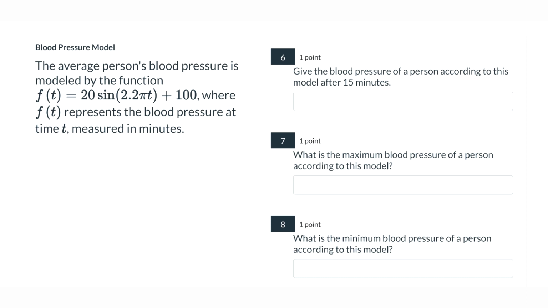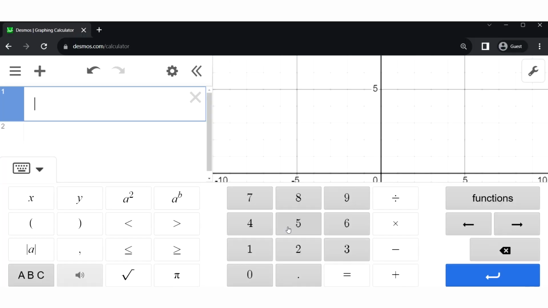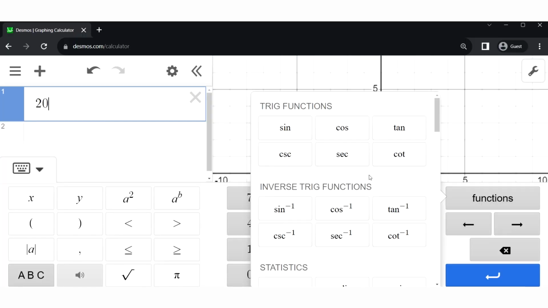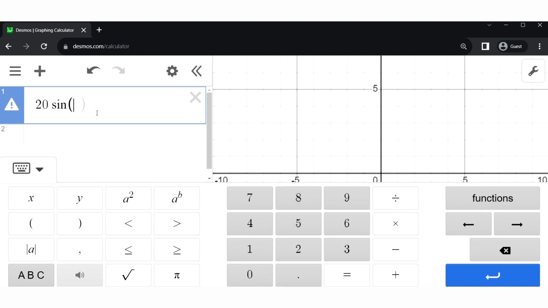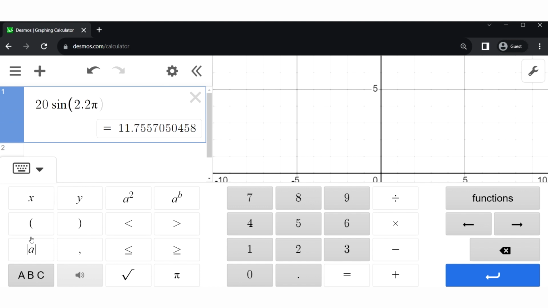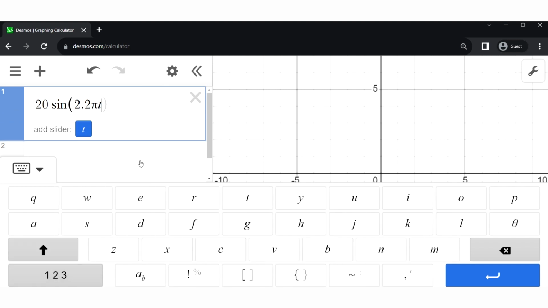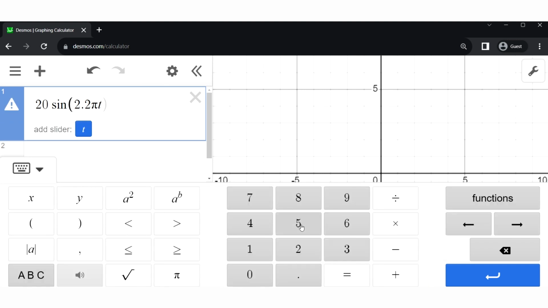Well, I'm going to hop on over to Desmos, and I'm going to type in this expression as is. Okay, 20 sine, and the parentheses is already there for me, 2.2 pi, they say it's t, and then plus 100. So I just want to illustrate something. When you type in a function that has a variable like t, Desmos does its best to understand what you're trying to ask, but unfortunately it doesn't recognize t as an independent variable.